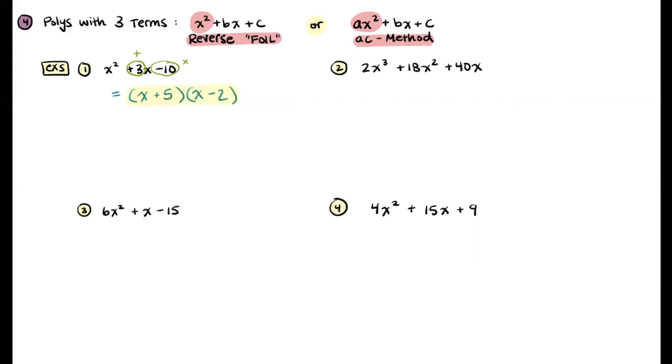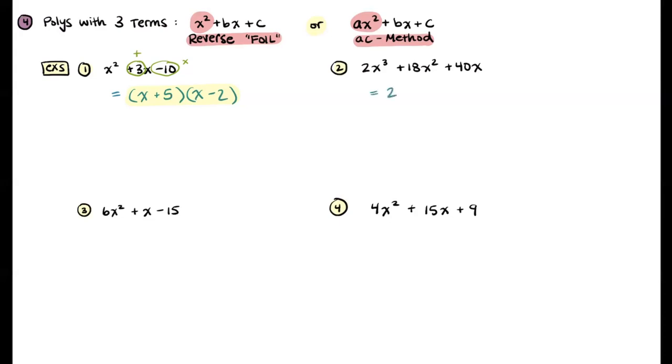All right, example number 2, we have 2x to the third plus 18x squared plus 40x. Now this does not look like what we have up here. It's to the third power, so of course it doesn't look like that. It also doesn't look like this because it's to the third power. But if you notice, there is actually a greatest common factor that you could take out of each of the terms. So don't forget that that's a really useful thing to look for whenever you're factoring anything. Just always look for a GCF.